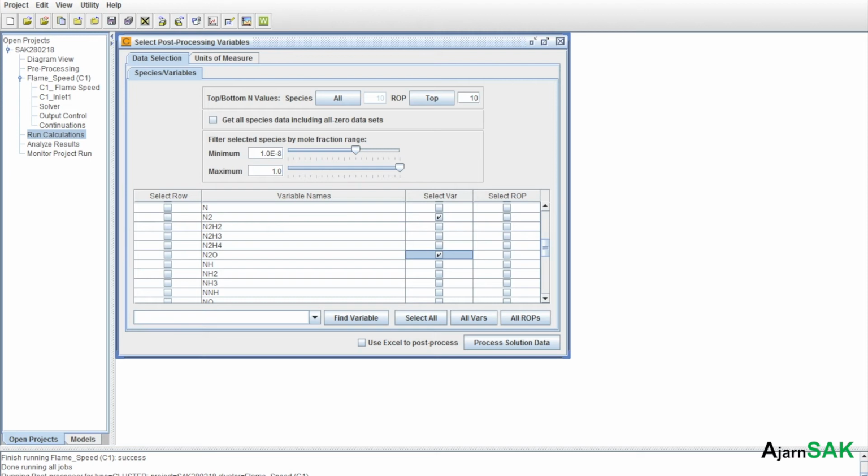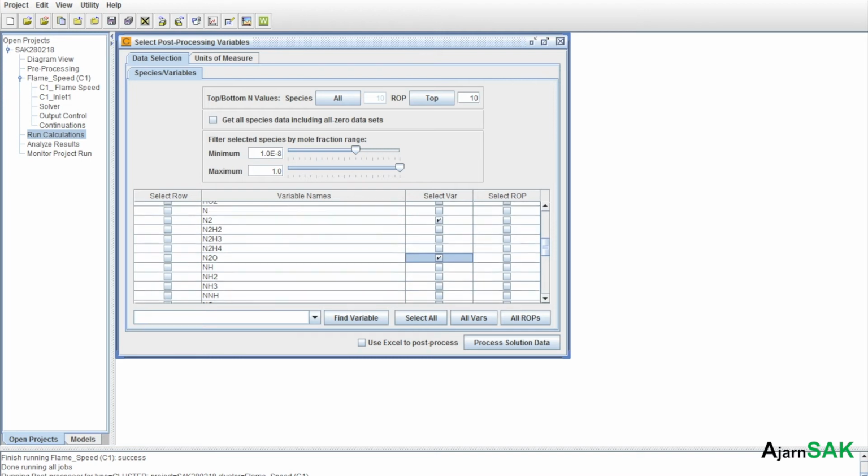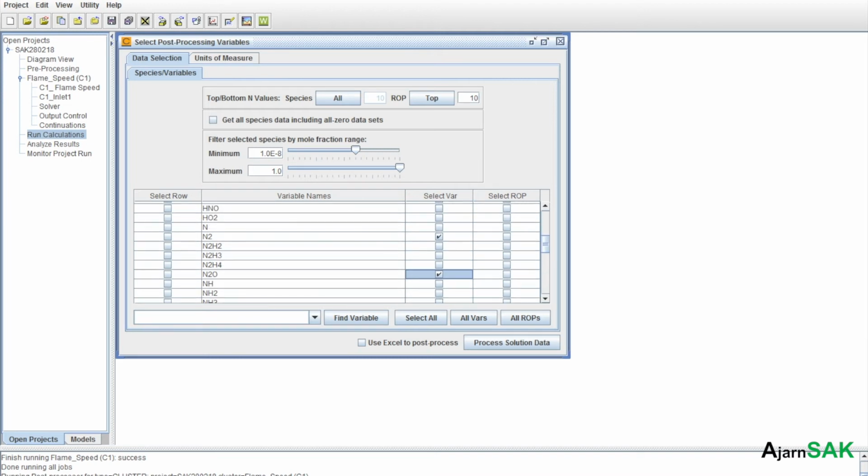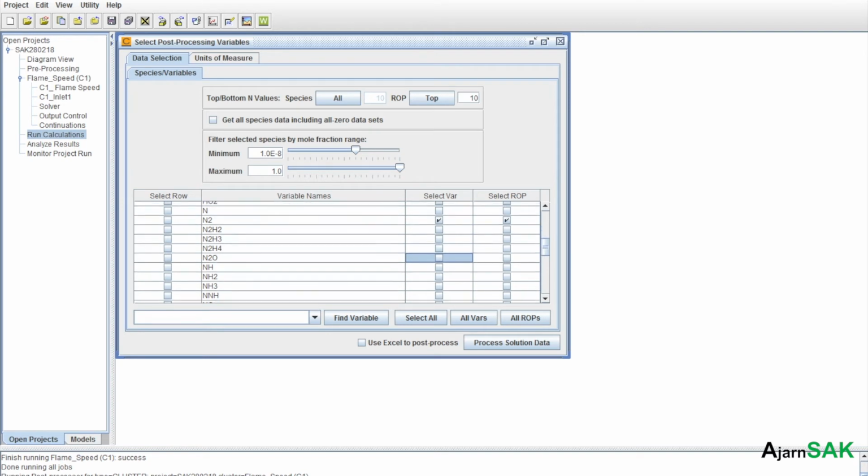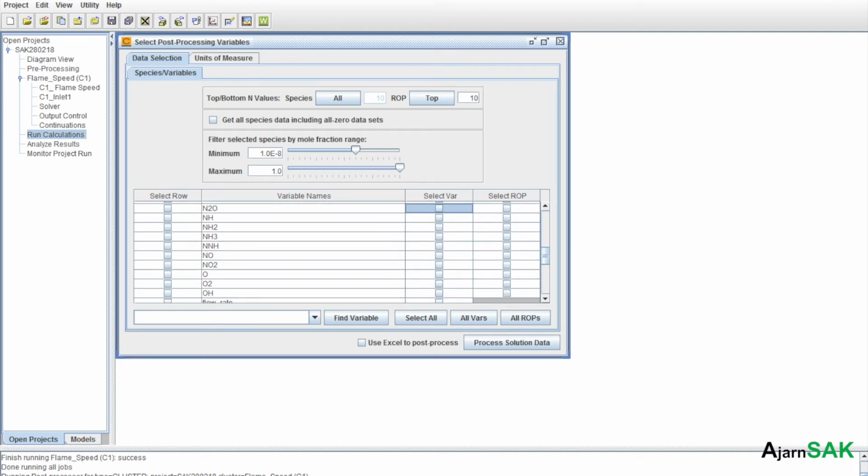along your reactor. What about if you want to know the rate of production of this species? Rate of production. So I click here. Yeah, the conversion rate. For example, conversion rate of NOx. N2O is nitrous oxide, we don't care about it. Yeah, this one, also this one, NO2. Okay, let's keep it simple. That's enough.